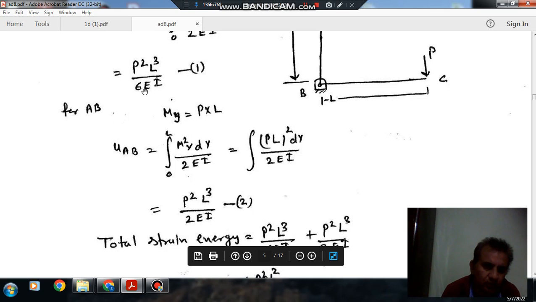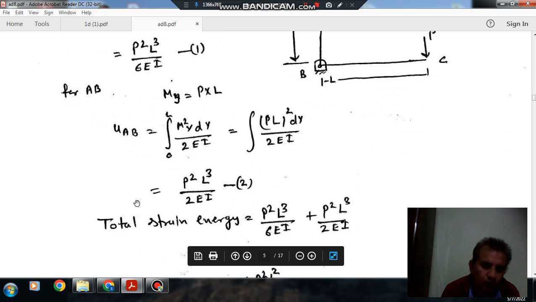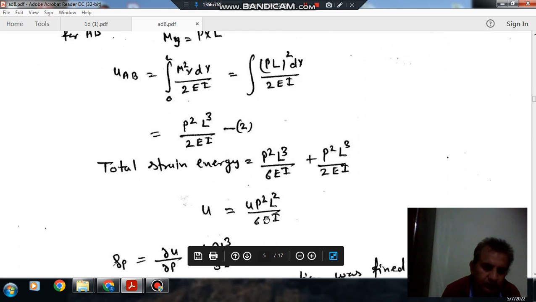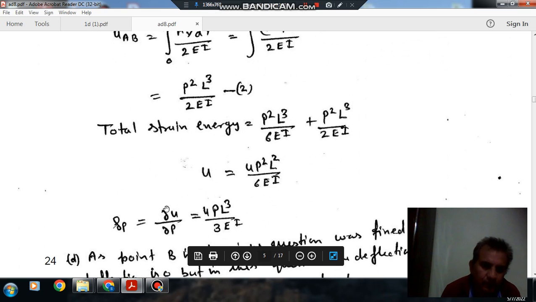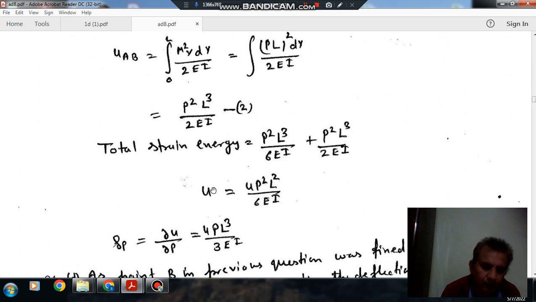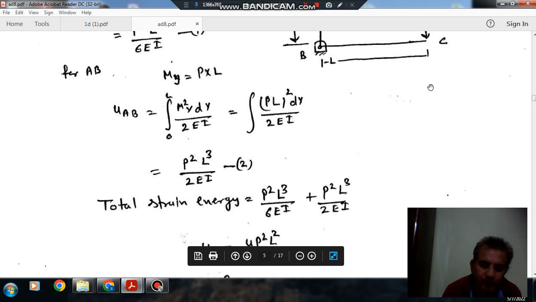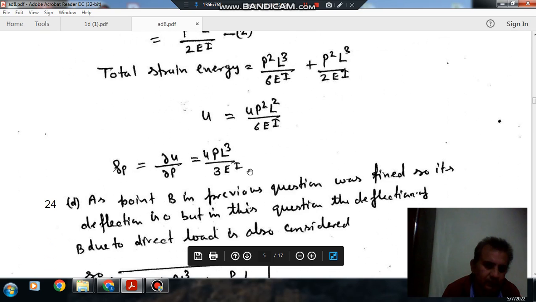So this is equation number 1, and this is equation number 2: the strain energy of the first part and the strain energy of the second part. So total strain energy is P square L cube by 6EI plus P square L cube by 2EI, which is 4P square L cube by 6EI. Deflection at point C is the differentiation of U with respect to P. So it will be 4PL cube by 3EI. So deflection at point C is 4PL cube by 3EI.